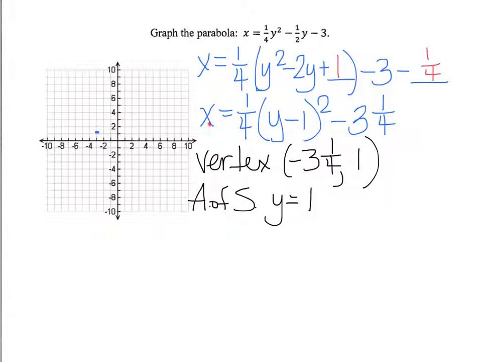And how does it open? Once again, it's x equals. So it's horizontal, left or right. A is positive. It's going to open to the right. It's going to be going like this somehow. So my parabola opens right.